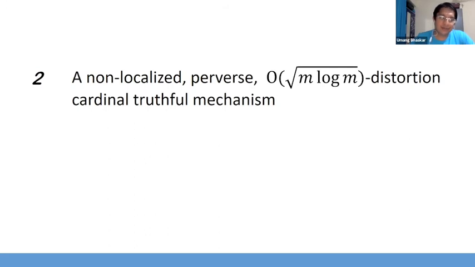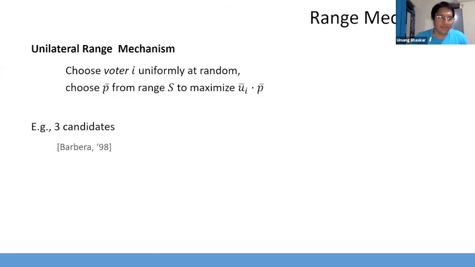Before I jump into this, I want to mention that the reason we looked at this mechanism, even though the bound is not new, is that we wanted to see if a mechanism which violates localization and perverseness, is non-trivial, can actually get a good bound. And that's what we show. So let me show what the mechanism is.